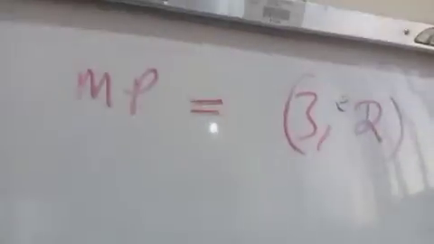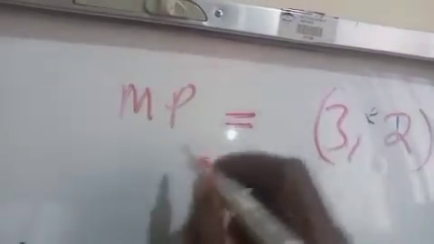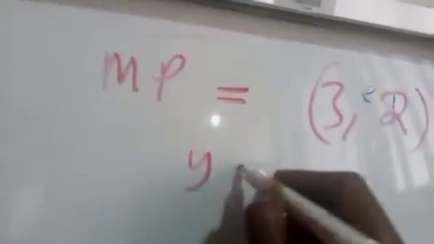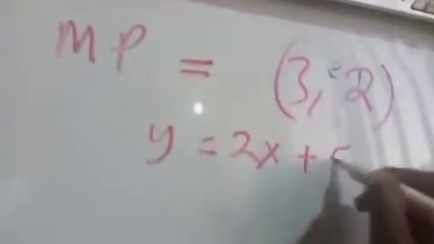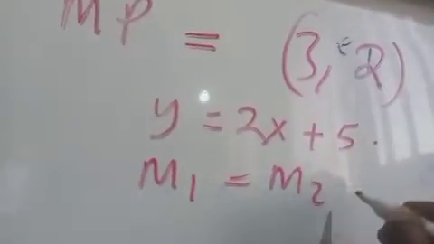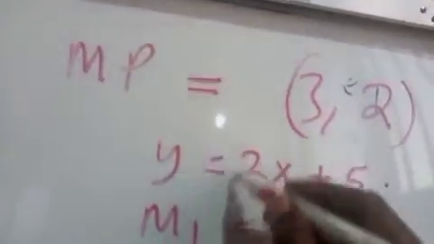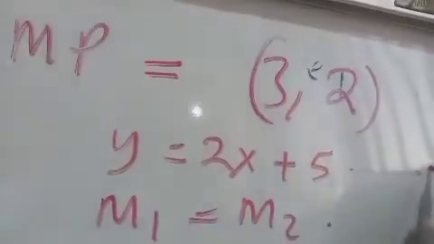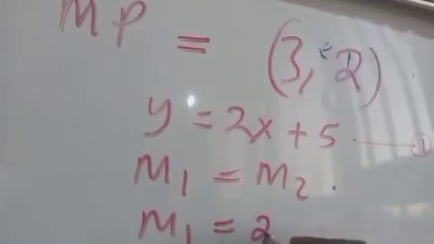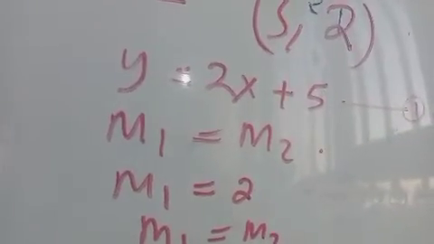We are told that the equation that passes through this midpoint is parallel to the equation y = 2x + 5. And we know that for parallel lines, m1 is equal to m2. Here, the coefficient of x stands for the slope of this line, which is line 1. Therefore, m1 is 2. So m1 is equal to m2, and therefore m2 is equal to 2.